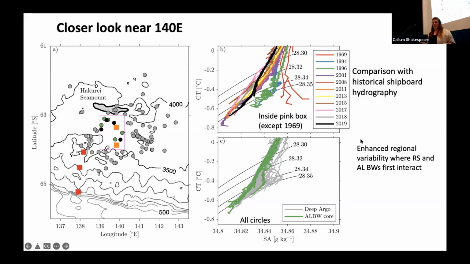If you look at all of the deep Argo profiles in the region, you get the bottom plot. And so the green profiles there, the ones shown in green, are the ones only in this little bathymetric saddle. And the gray ones are from the broader region. And you can see that there's a lot of variability, but that the core of the Adelie Land bottom water tends to go through that little saddle there, in between the seamount and the continental slope.